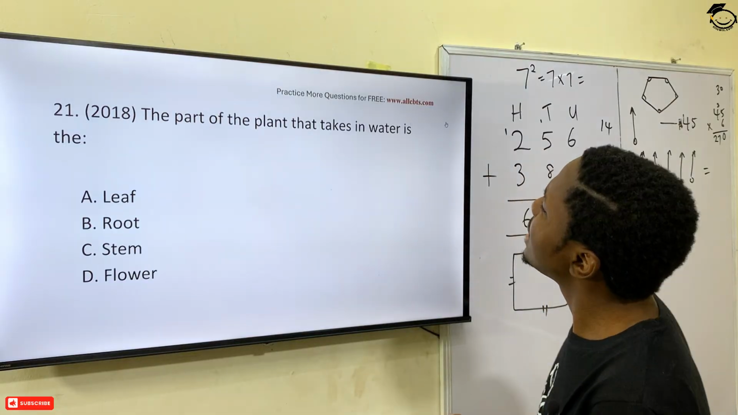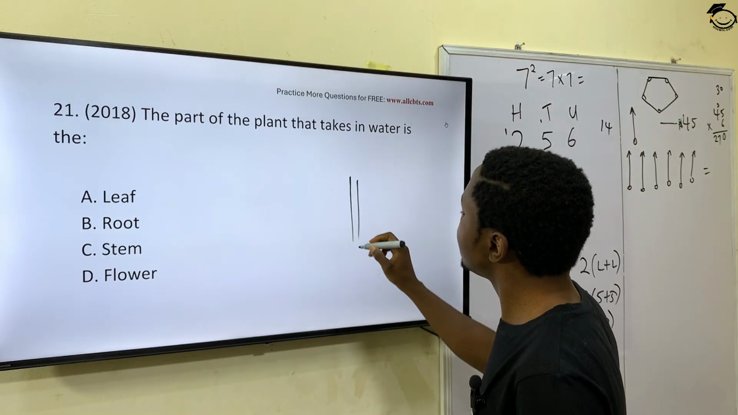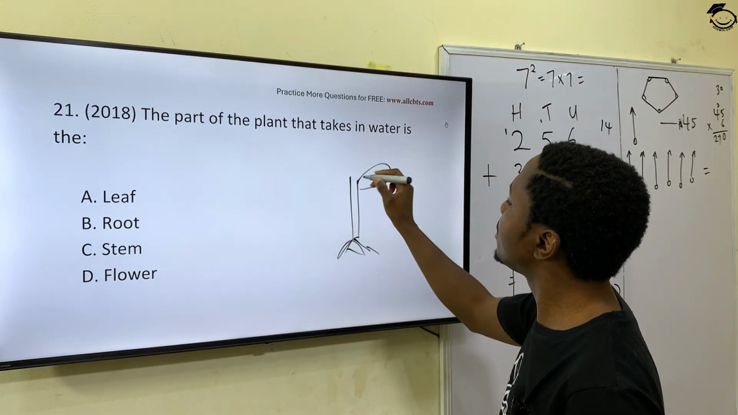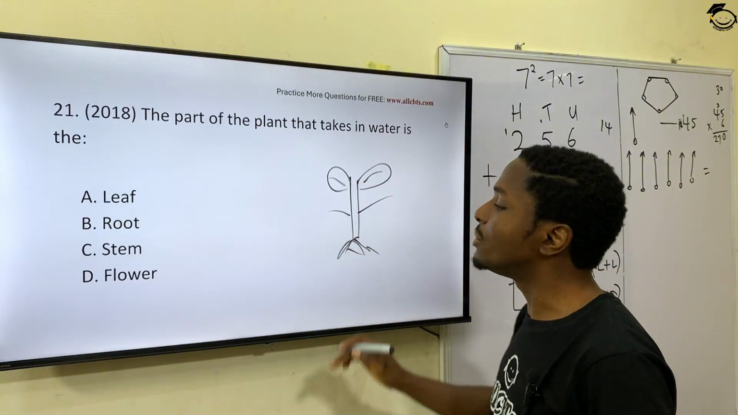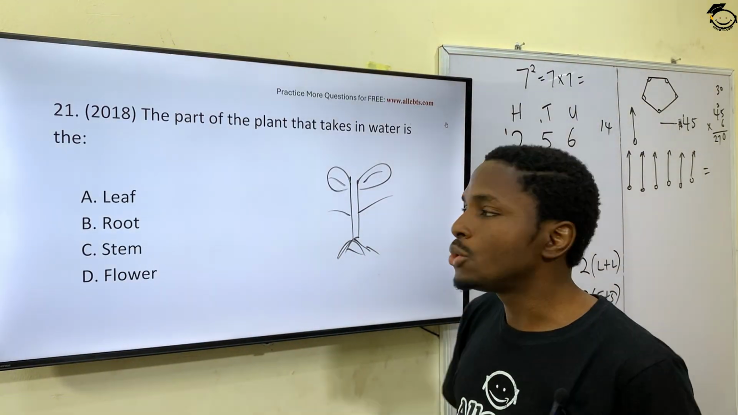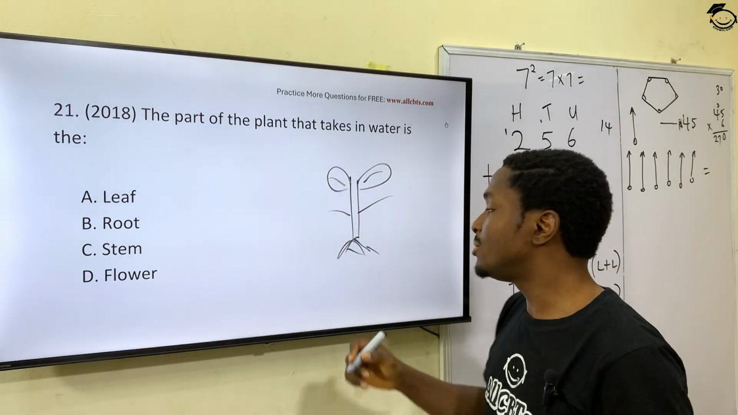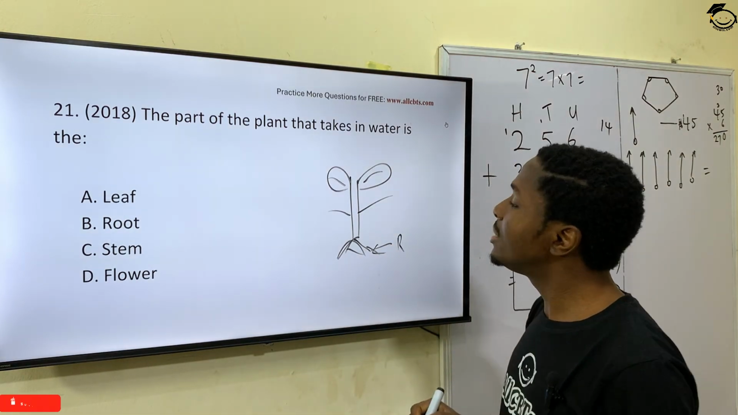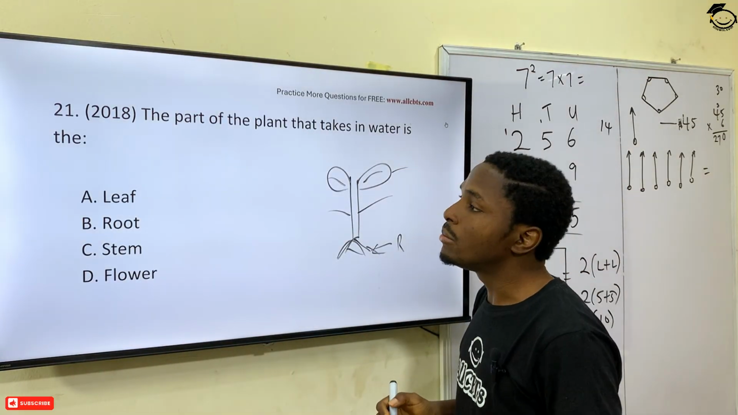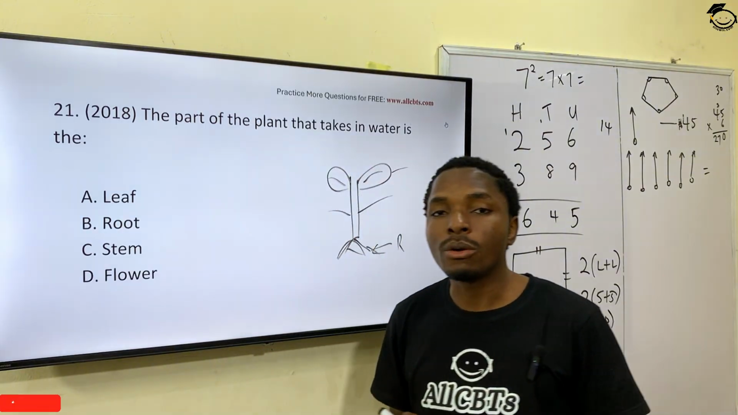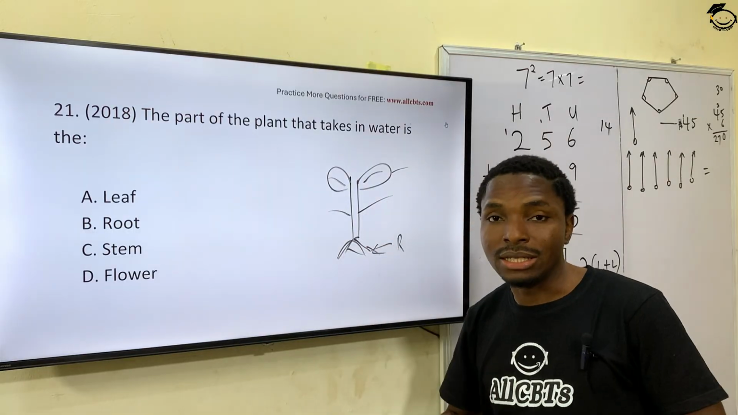21. The part of the plant that takes in water. Now these are plants. So we have the leaves, the branches, then the roots, and the stem, right? So which part of this plant takes in water? You say the roots take in water. Apart from the roots, truth be told, the leaves also take in water. But for the purpose of this question, we'll go with the roots because the roots take in more water to the plant than the leaves.